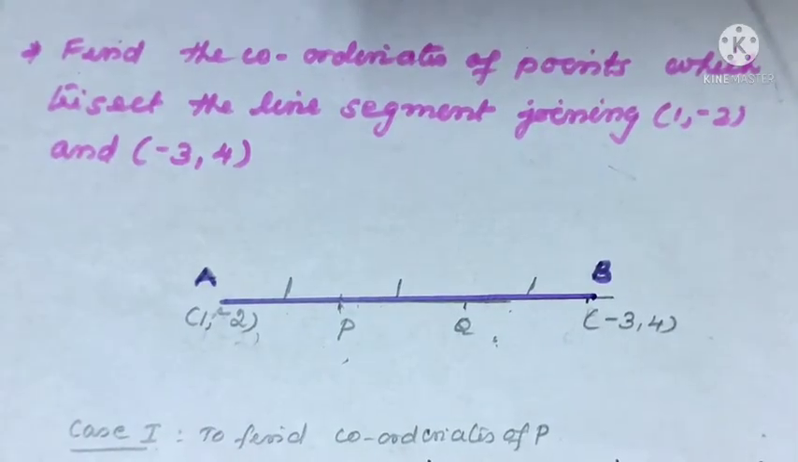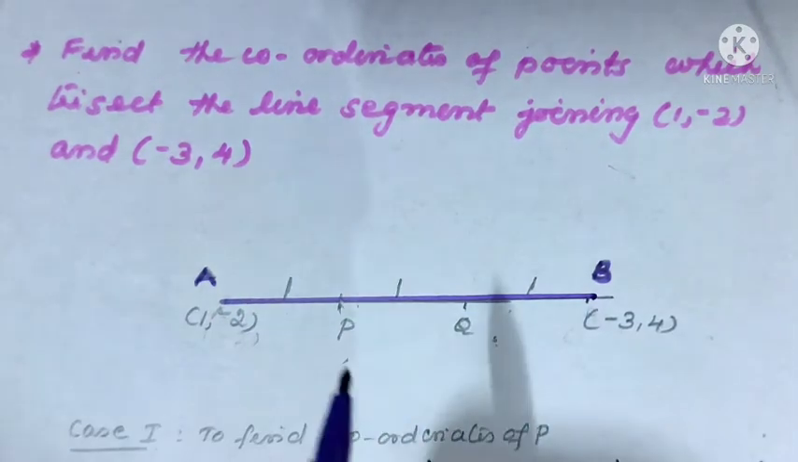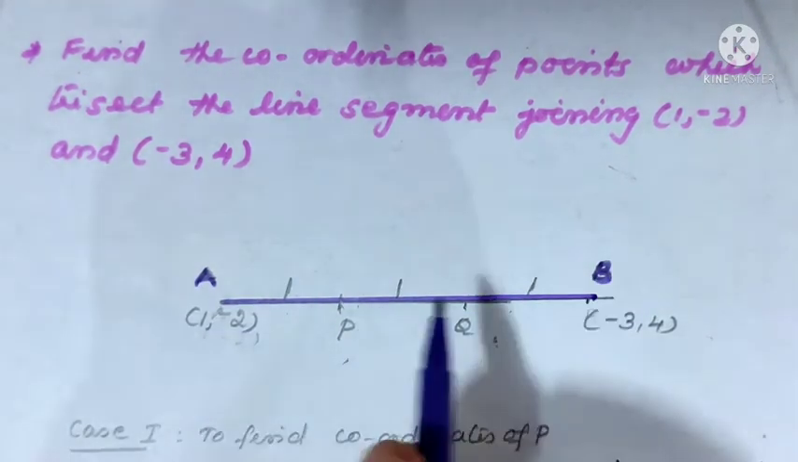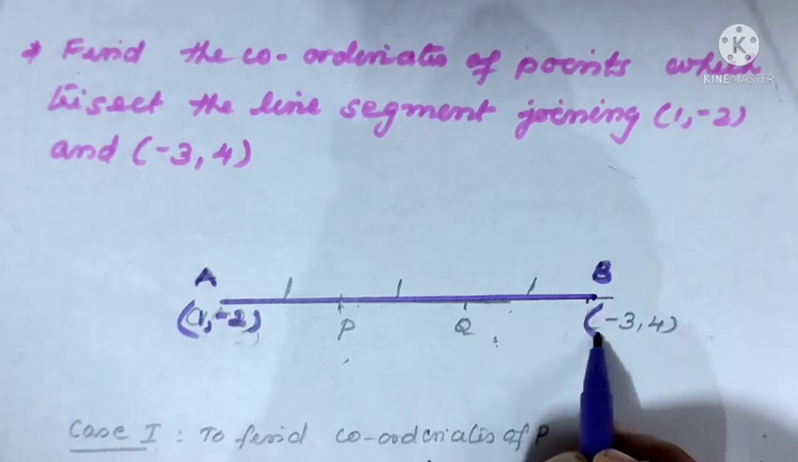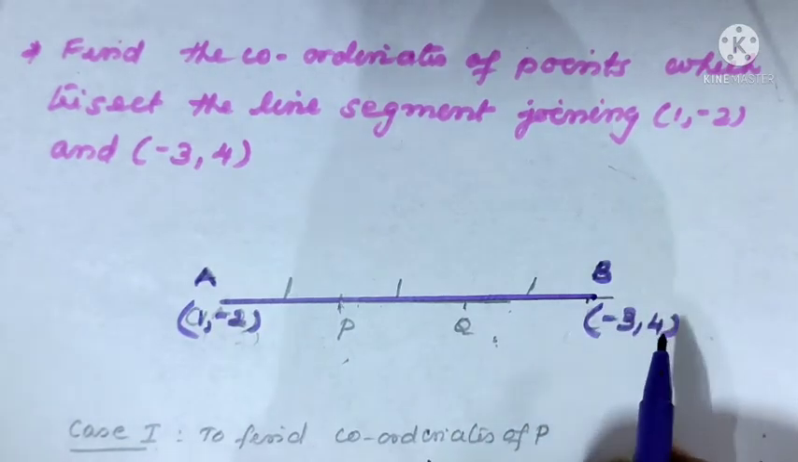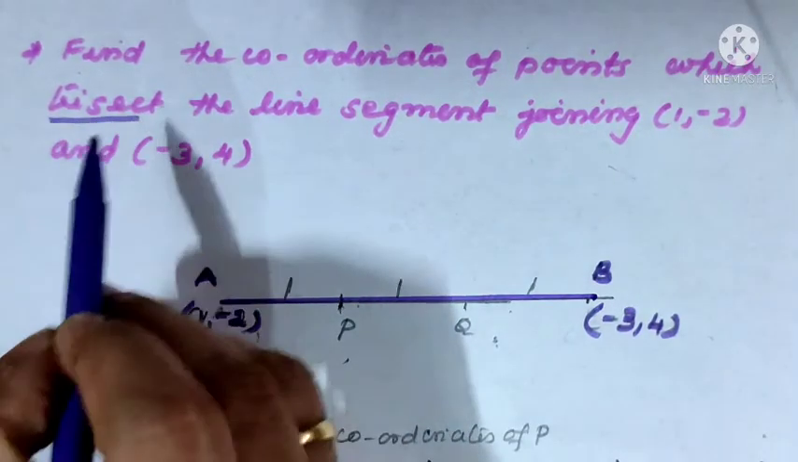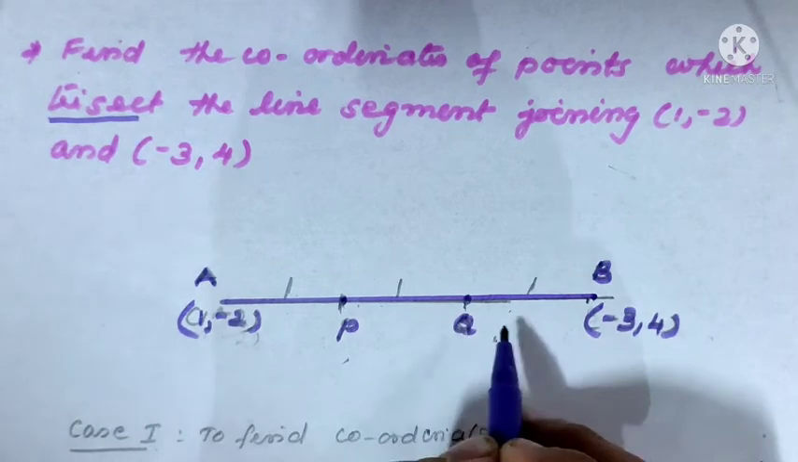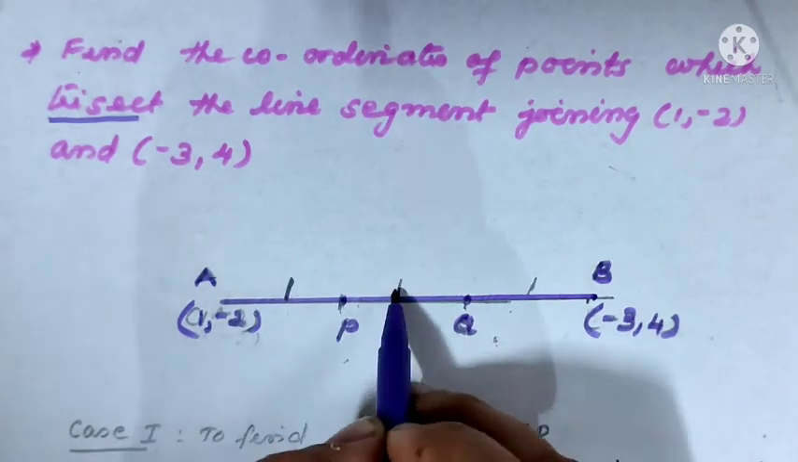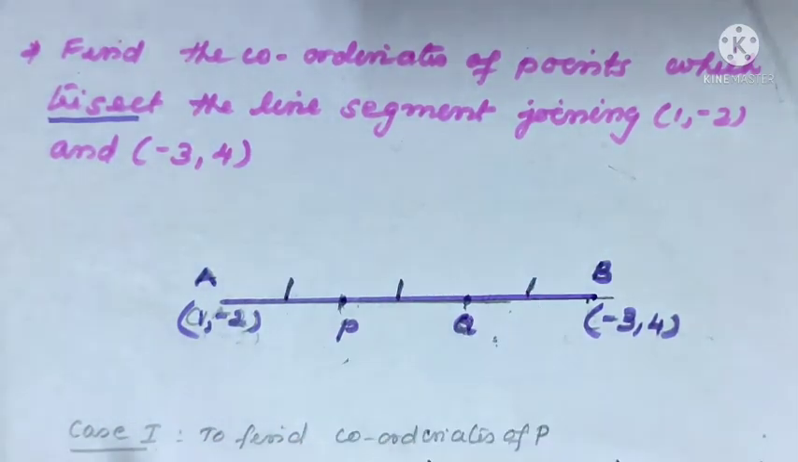Find the coordinates of the points which trisect the line segment joining (1, -2) and (-3, 4). That is, a line segment is given joining the points (1, -2) and (-3, 4), so A and B are respectively (1, -2) and (-3, 4). Now the question is trisect. Trisect means 3 equal divisions. So we are taking 2 points, P and Q, which divide the line into 3 equal parts, let it be 1 and 1 and 1.